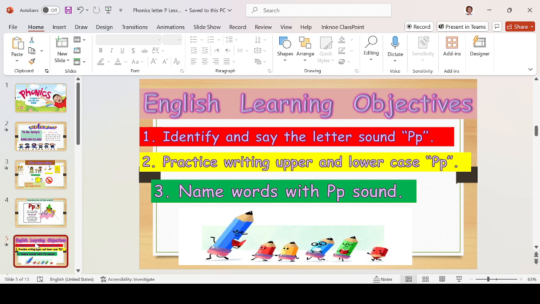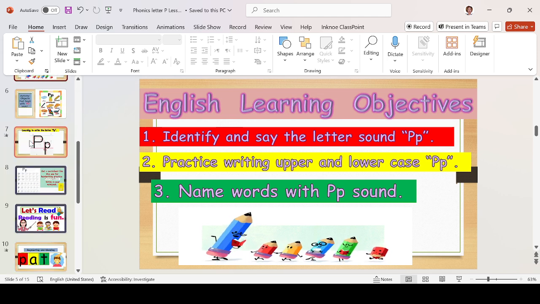And the learning objectives for our lesson is to be able to identify and say the letter sound P. And number 2, to practice writing upper and lower case P. Number 3, name words with the P sounds. So these are the things that I want you to be able to do at the end of our session. Okay, so what's next?